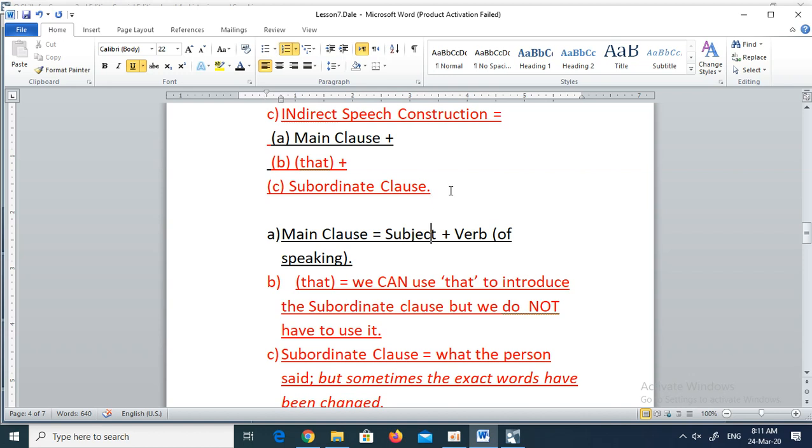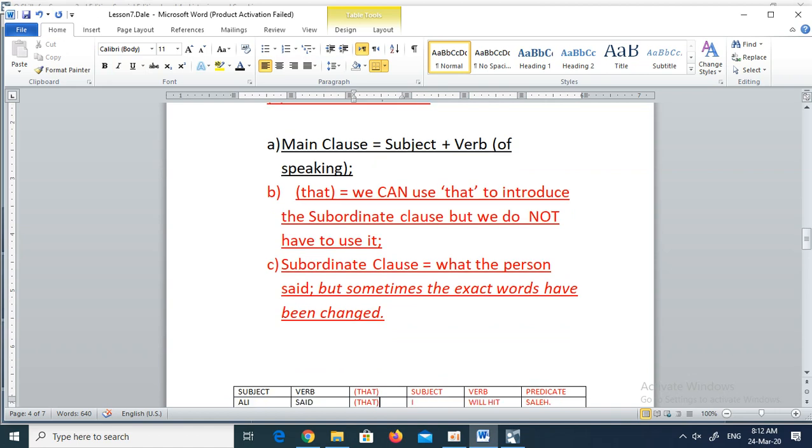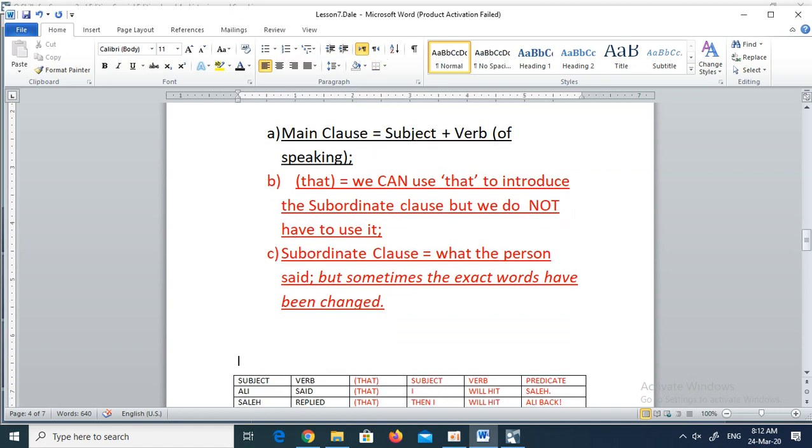Okay, so our main clause, we have a subject and a verb of speaking. Our second element in the construction is just the word that, which we can use to introduce the subordinate clause, but we do not have to use it. And the third component of the construction is what the original person said.